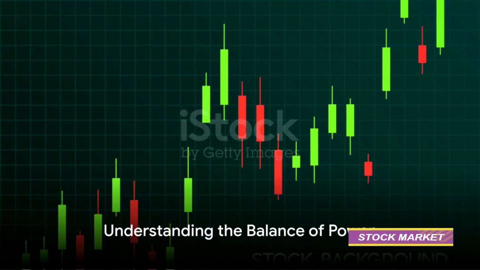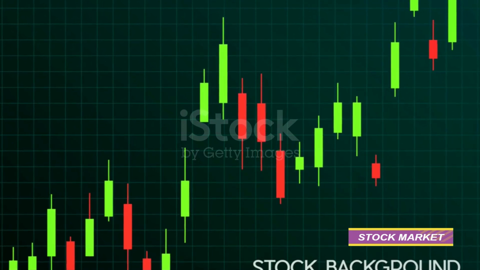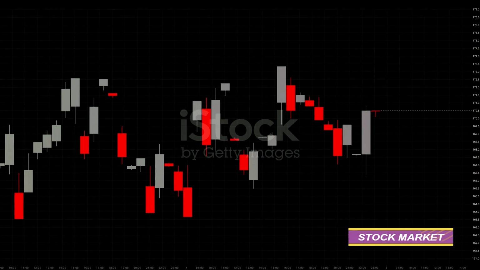So what does this all mean? Well, the size of the body and the shadows can give us valuable insights into the balance of power between buyers and sellers. A long body with short shadows indicates a strong trend, either bullish or bearish, while a short body with long shadows suggests indecision in the market.